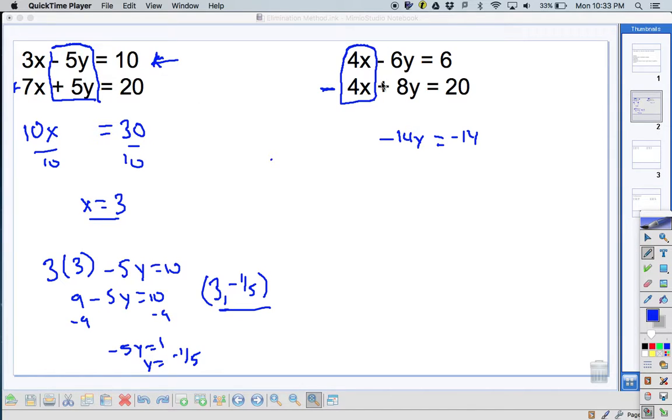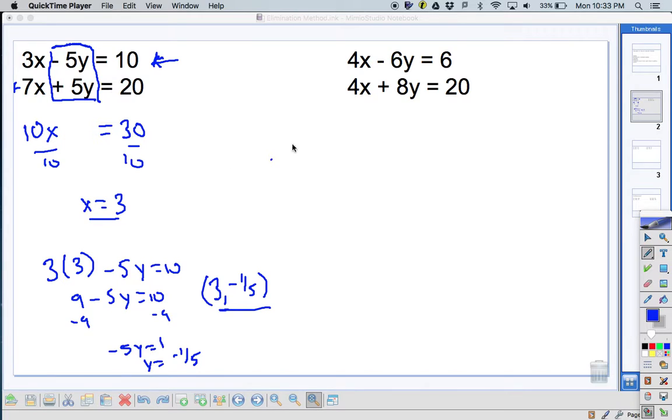So here's the other method. I'm going to erase that, and we'll end up at the same point again. So the other method is this. You can multiply either the top or the bottom by negative 1 first, and change everything, and then make it look like this one.